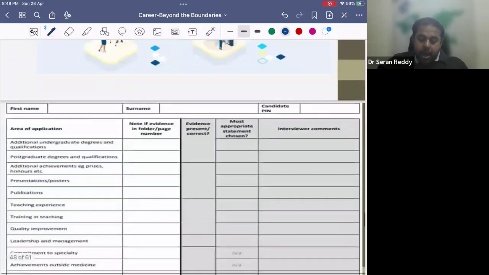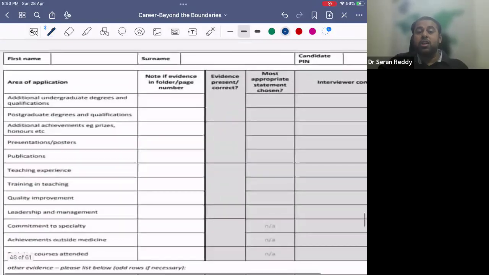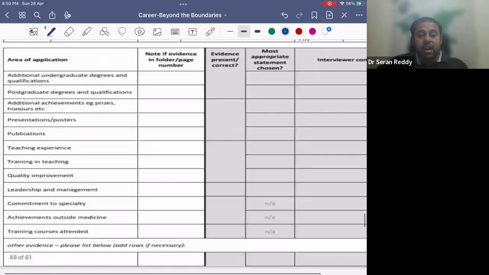That includes any additional undergraduate degrees or qualifications, any postgraduate qualifications, additional achievements like prizes and honors, any presentations, research paper presentations, research posters, publications, and teaching experience. The teaching experience might be for your juniors, for the nursing staff, or for the physiotherapists. Have you had any training in teaching? What quality improvement, leadership, and management experience do you have? Any leadership roles you hold? What is your commitment to the specialty?